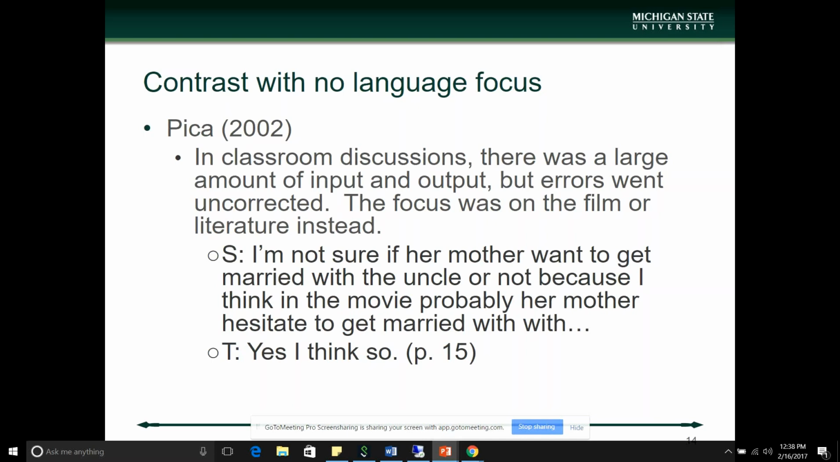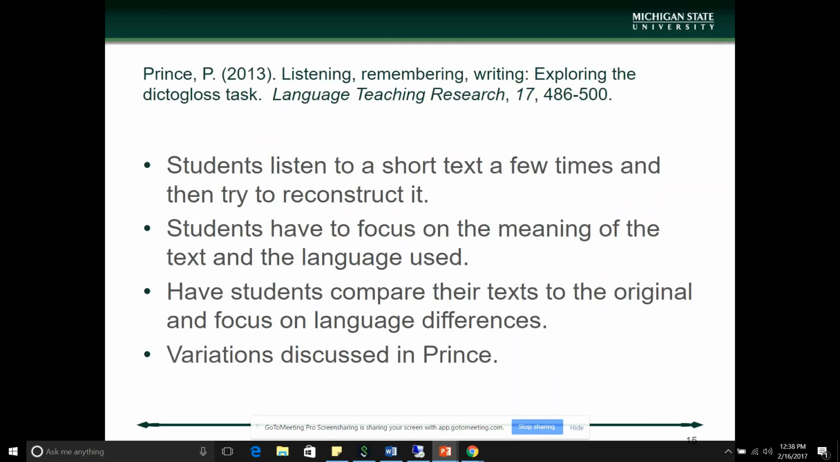In fact, in this particular article where Terry Pica wrote about the lack of language focus in some of these content classes, she talks about some ideas for increasing a focus on language, and one of the ideas she talks about is dictoglosses. And again, I'm sure most of you are familiar with the dictogloss. If you want to read an article about some variations on a dictogloss, I've got a reference here for you.